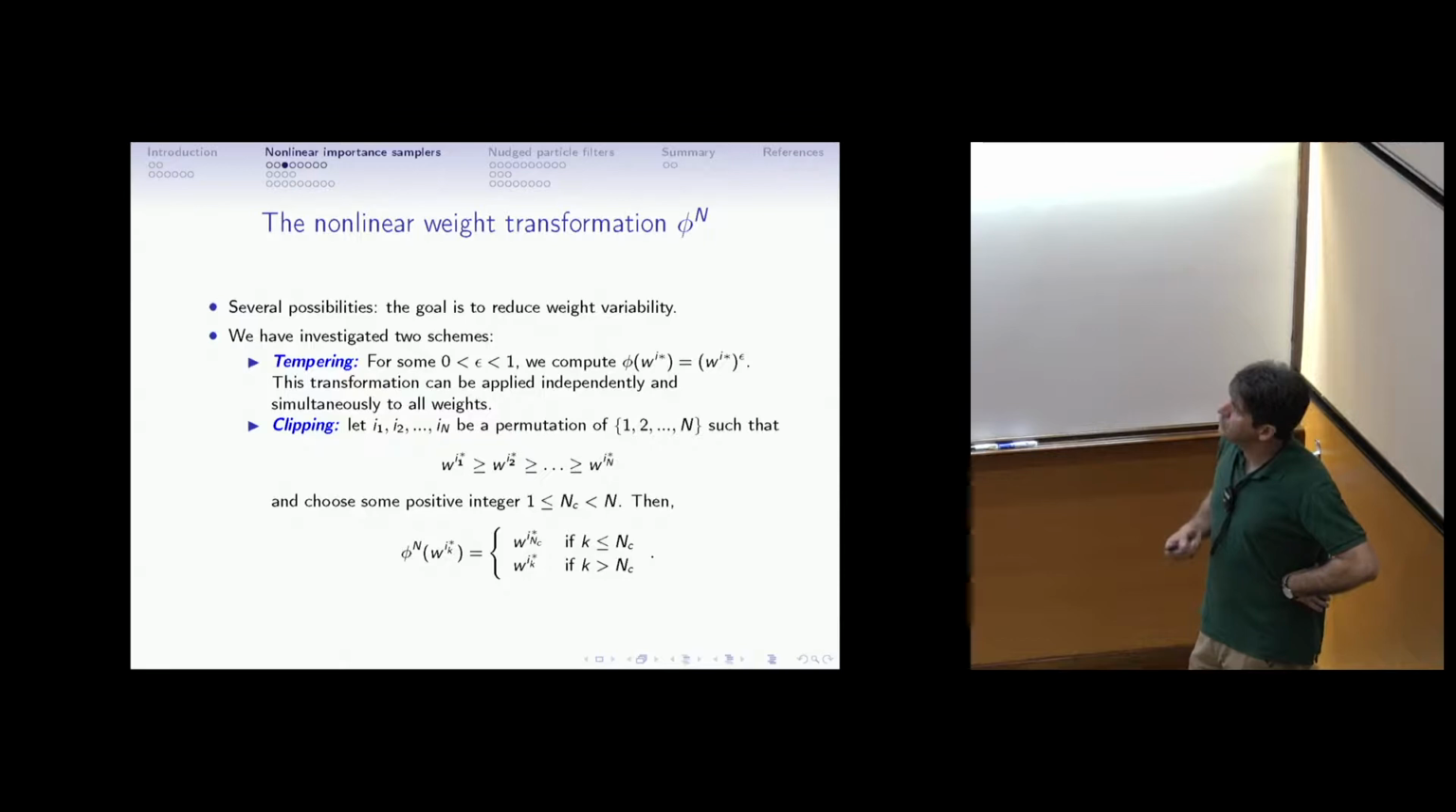Now, what is this nonlinearity doing? Well, there are many possibilities to employ here, but essentially, what we want to do when we apply this function phi to the standard weights is to reduce the variability of the whole set of weights. So in principle, any function such that the variance of the transformed weights is lesser than the variance of the standard weights should work here. We have tried essentially two schemes, but especially this one.